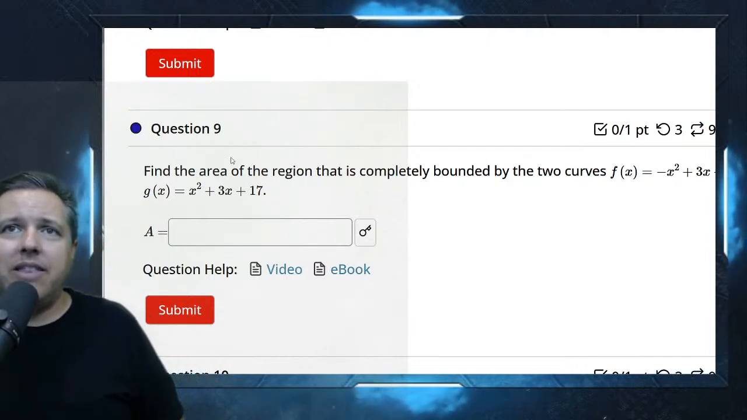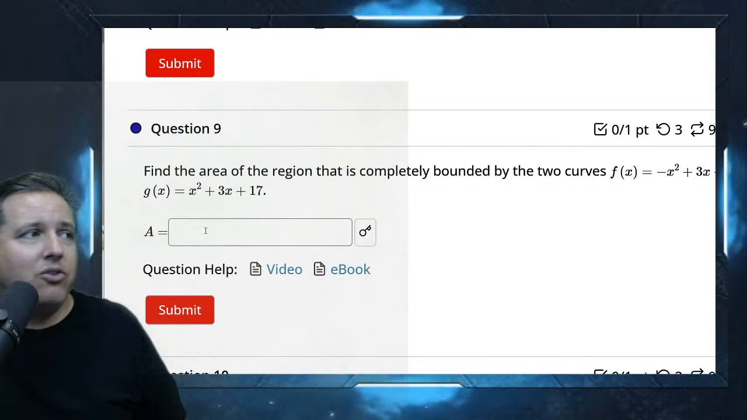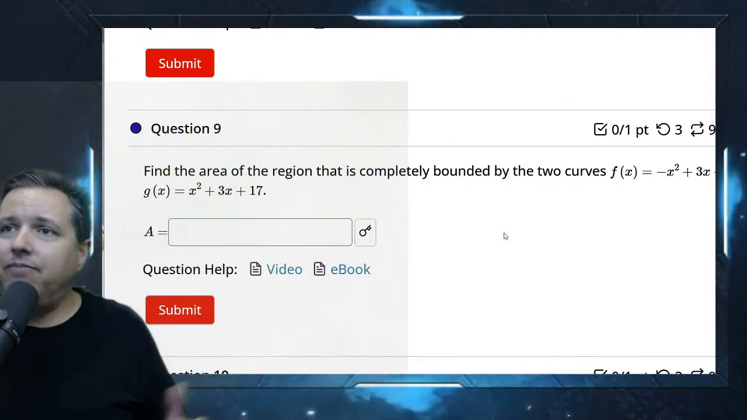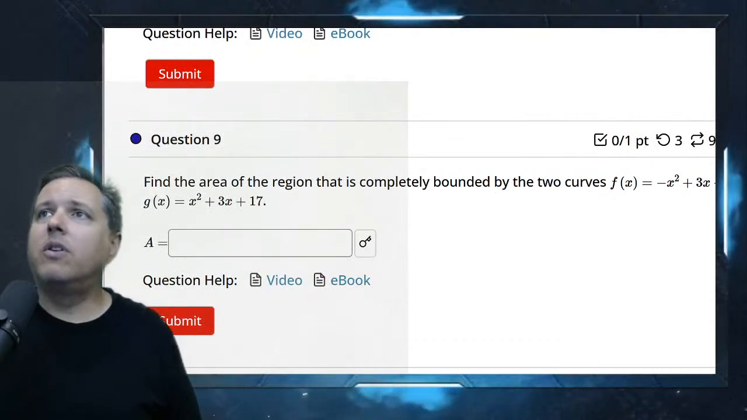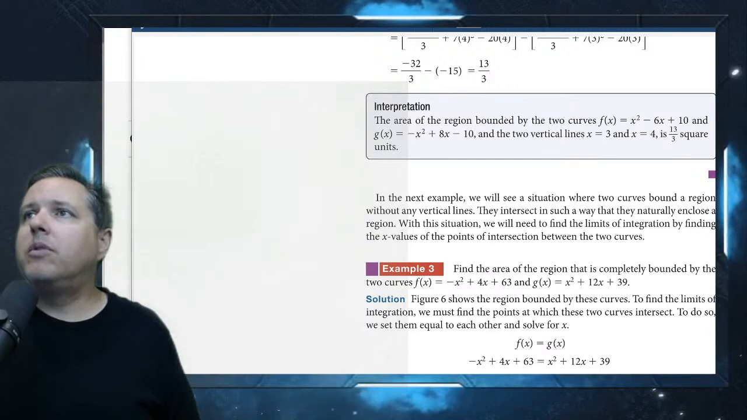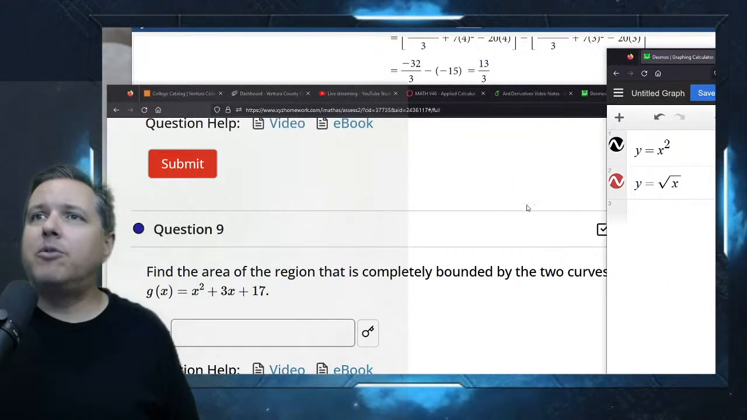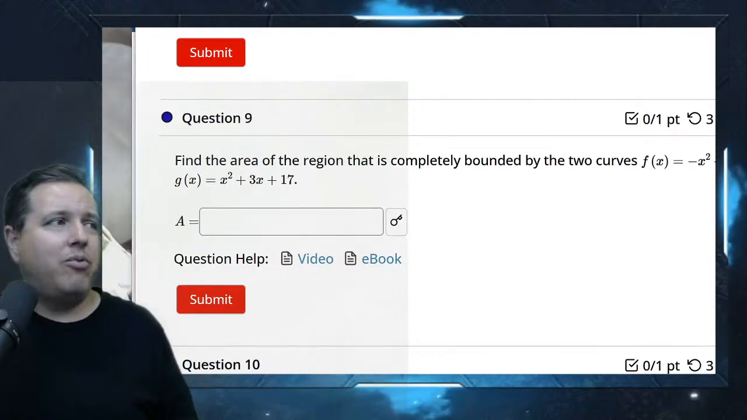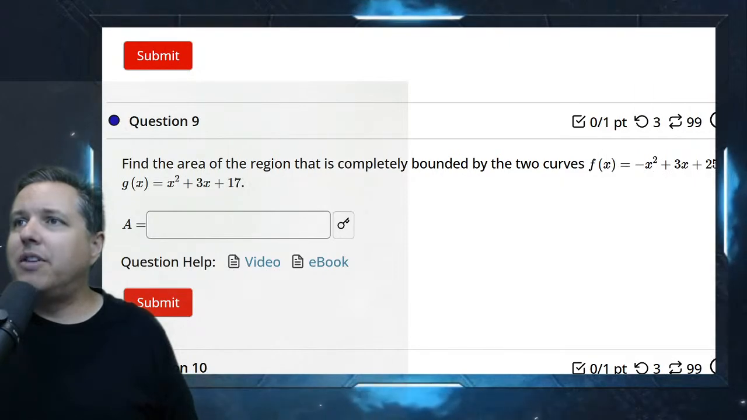And you have a couple like that. Here they have another one. Find the area of the region completely bounded by these two curves. So you'll graph them and just see where the endpoints are. I'm trying to remember if they give you ones where the endpoints are kind of messy or if they're pretty straightforward. So let's graph this one and see.